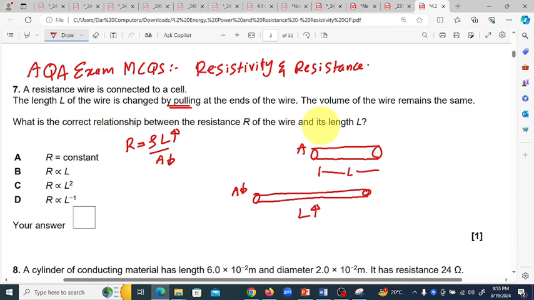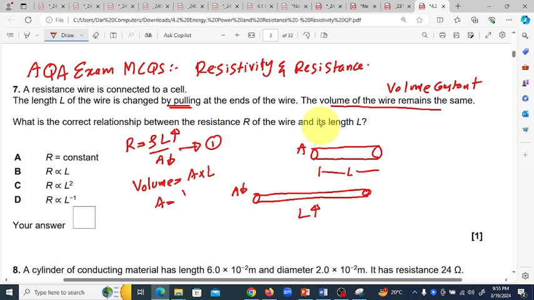It is also given that the volume remains the same. Volume does not change; volume remains constant. So this problem can only be solved by expressing the area in terms of volume and the length L. We know that volume is equal to area multiplied by the length L, V is equal to AL. So you can find A is equal to volume V over L. This is equation number 2.